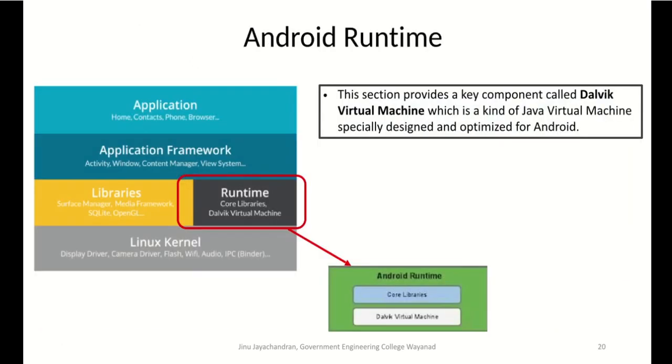Now there is a small portion along with libraries which is called the runtime. Just like in Java we have the JVM, the Java Virtual Machine, which converts and runs the bytecode, which is basically the interpreter in Java. Similar to that, we have something called the Dalvik Virtual Machine. It's a kind of JVM designed and optimized for Android. Whatever application you write will be converted to some kind of bytecode, and it will be interpreted using this Dalvik Virtual Machine.